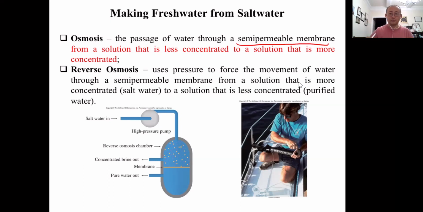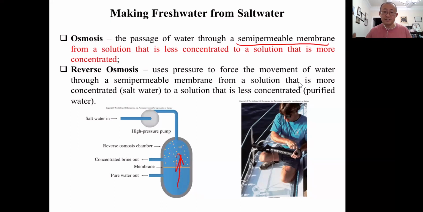So if two solutions like fresh water and seawater are separated by the membrane, the net direction of water flow will be from the freshwater side into the seawater side. So you're actually losing fresh water. That's the natural, spontaneous direction of water flow. We call that osmosis. The direction is always from less concentrated, or fresh water, to more concentrated, such as seawater.